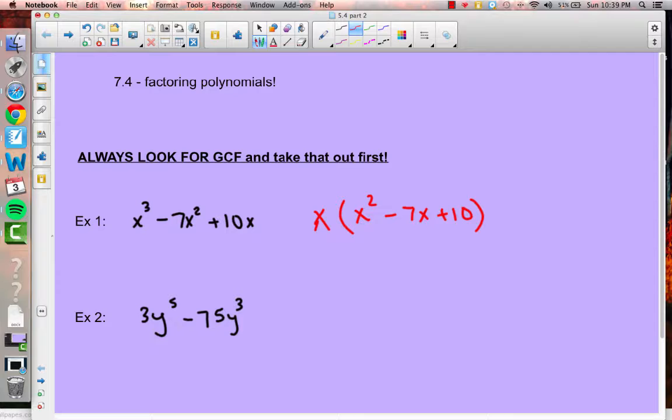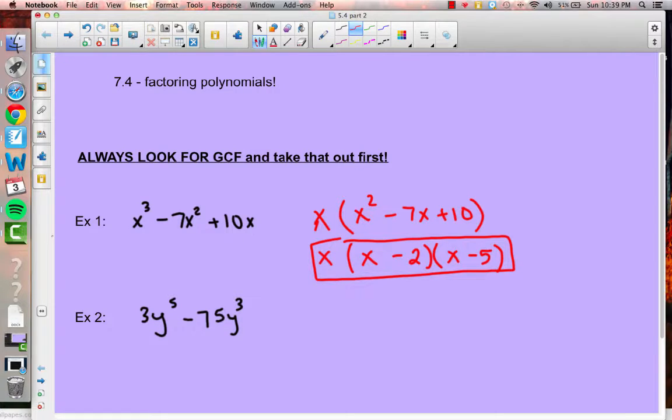And already this makes it a lot easier because now what's in the parentheses is something that's more recognizable for us. It's something that we've factored before. So I'm just going to go ahead and factor. I leave the x out in front, and now I know this is going to be something that has two sets of parentheses because I've got an x squared, so an x and an x. And then my factors of 10 that can get me a 7 are 2 and 5. And now I just have to figure out my signs. I want a negative 7 but a positive 10, so both of these have to be negative because negative 2 and negative 5 add to get negative 7 and multiply to get positive 10. So this answer right here would be your entire factored polynomial.